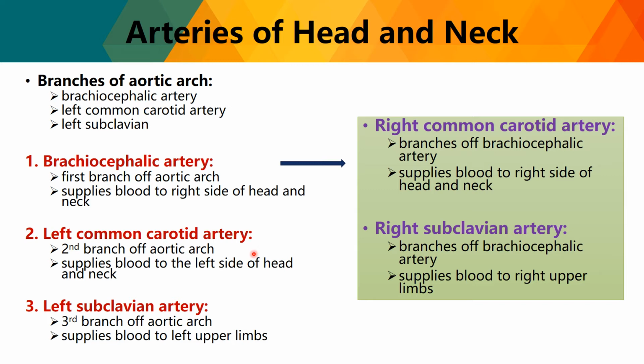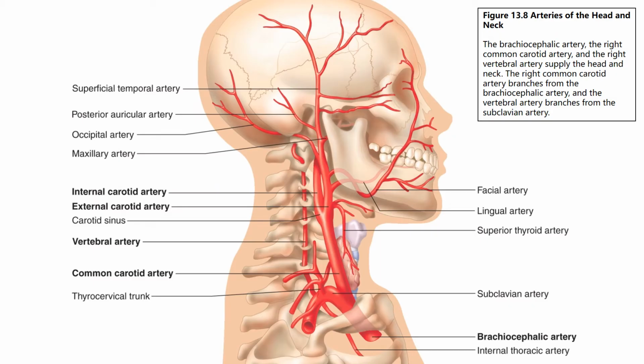Okay, so brachiocephalic, right side; left common carotid naman is on the left side. And then you also have your left subclavian artery, which supplies blood to your upper limbs. Those three are the branches of your aortic arch, the ones I mentioned earlier. These images are available in your book.